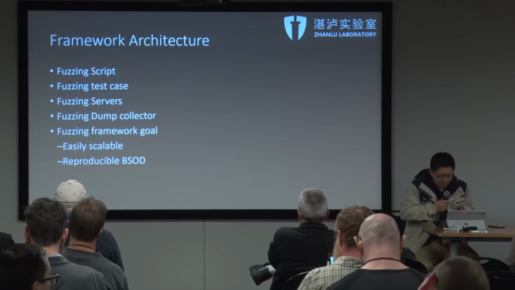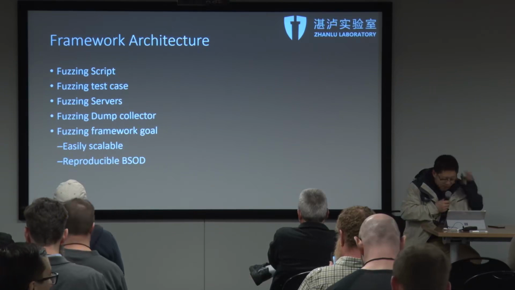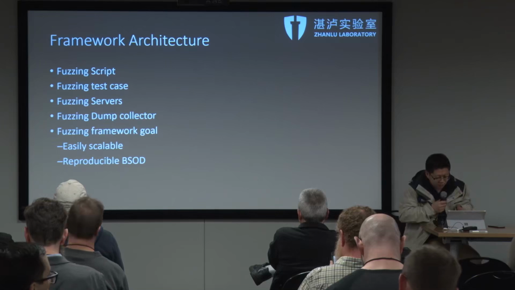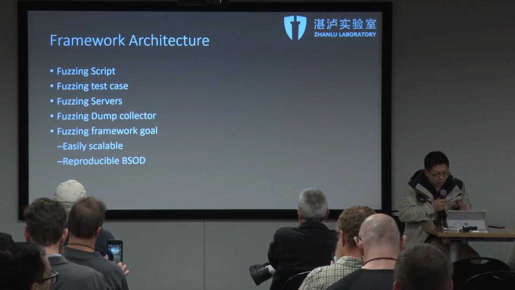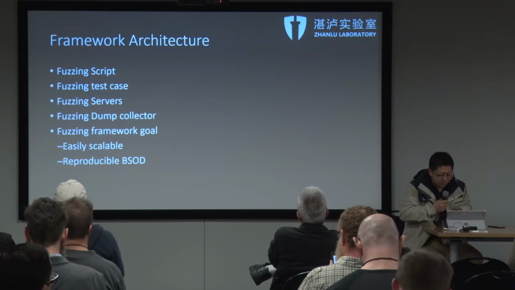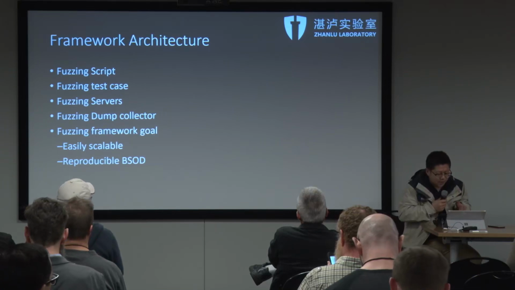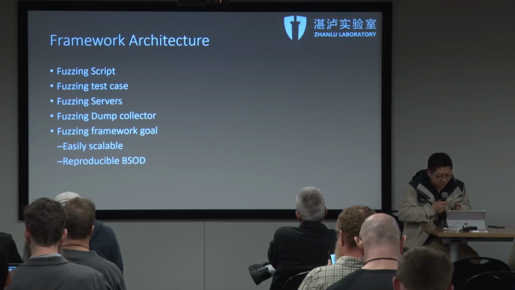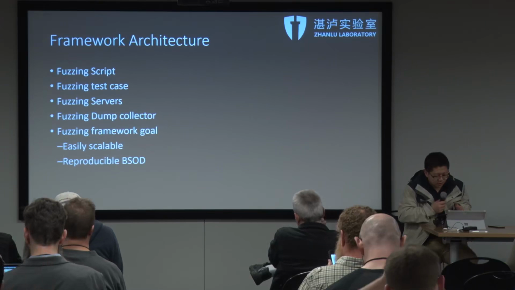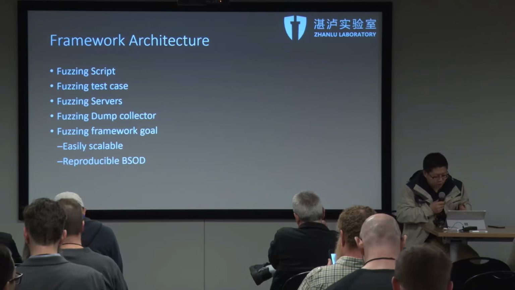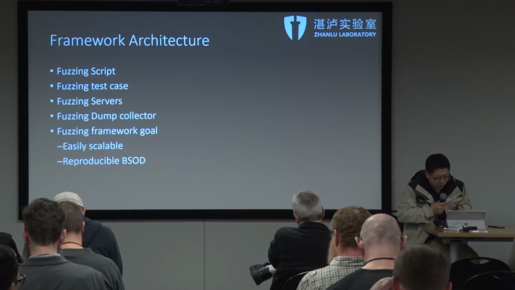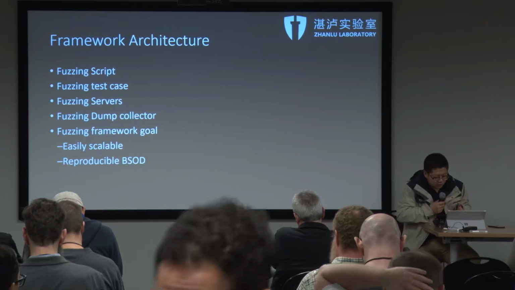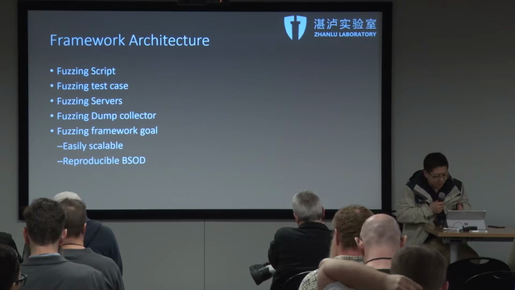Here is the basic framework of the fuzzer. It's mainly composed of the following parts: the fuzzing script, the fuzzing test case server, and the dump collector. And the fuzzing framework's goal is to be easily reproducible. My fuzz script is written in Python, and uses a setup to call Windows syscalls or other Windows APIs.